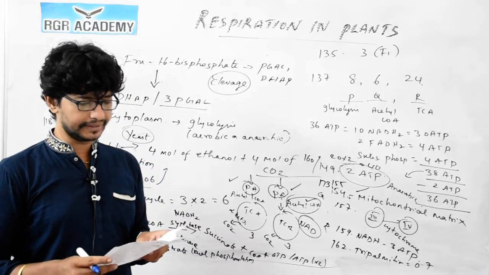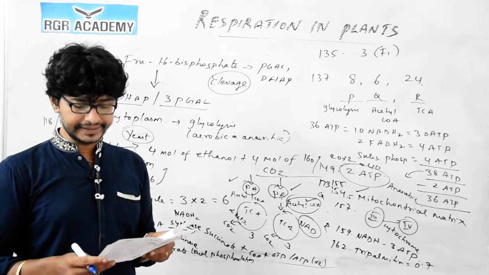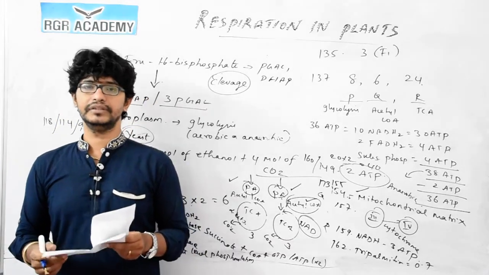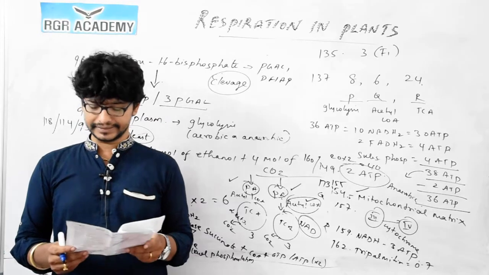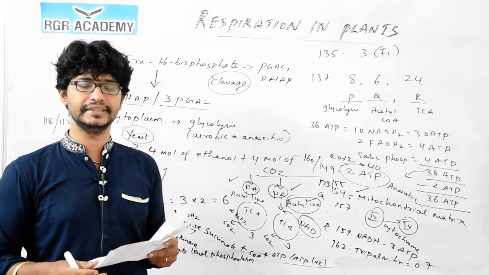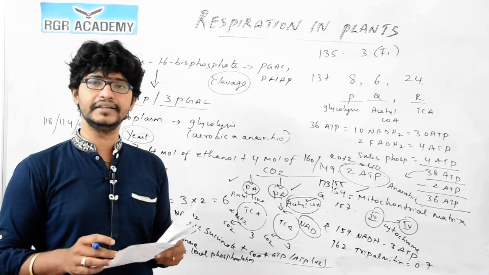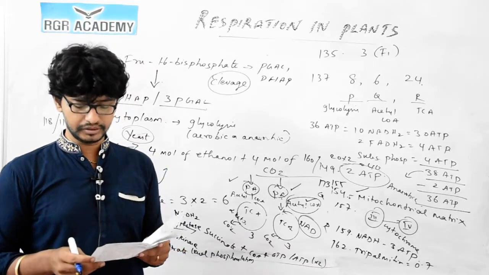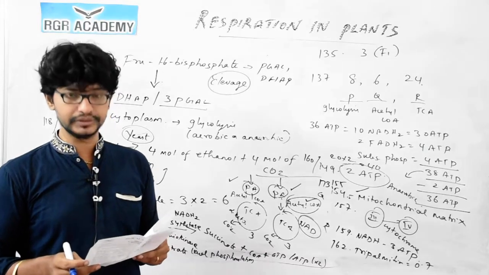Question number 175. TCA cycle is named after. So this person, Hans Krebs, is the first person who identified the tricarboxylic acid cycle. So we call this cycle the tricarboxylic acid cycle. So for 175, option 2 is the correct answer.